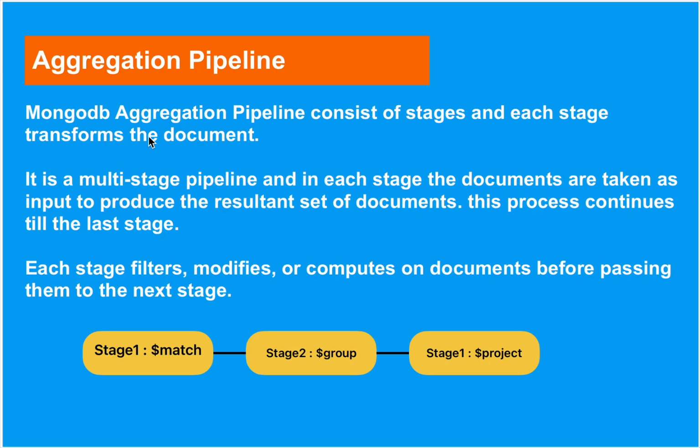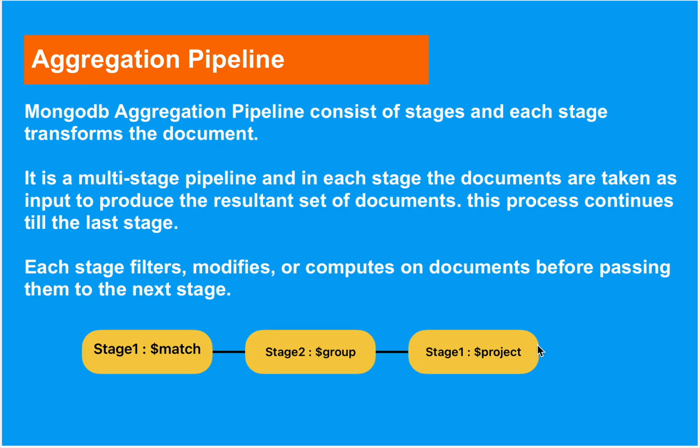In MongoDB, an aggregation pipeline consists of multiple stages, and each stage transforms the data. In a multi-stage pipeline, in each stage the documents are taken as input and produce a resultant set of documents for the next stage. In each stage, it filters, modifies, or computes data on the documents. This transformation could be filtering specific fields, calculating averages, grouping the data, or reshaping the structure of the documents. In this sequential flow, the output of stage 1 is passed to stage 2, and stage 2 will pass the output to stage 3. In this way, we can chain multiple stages to create complex data processing workflows.